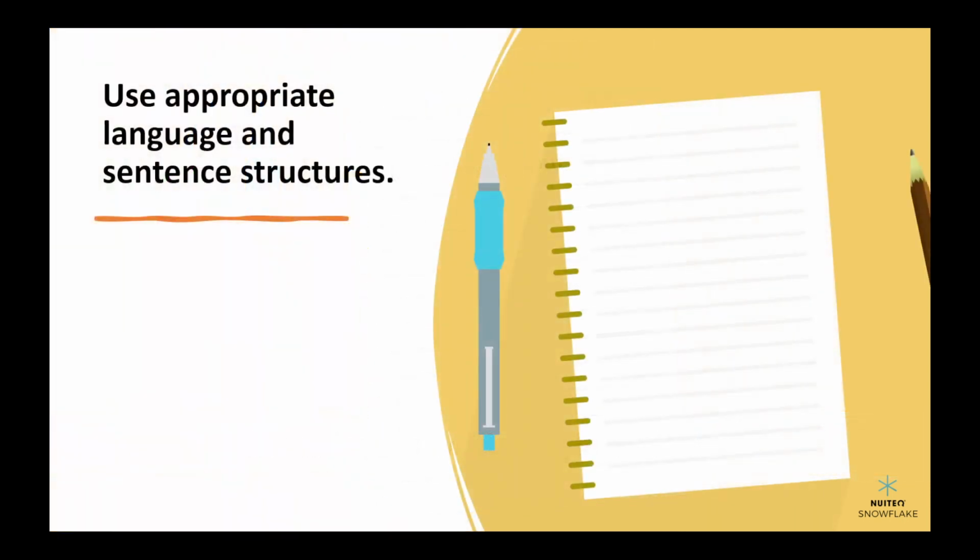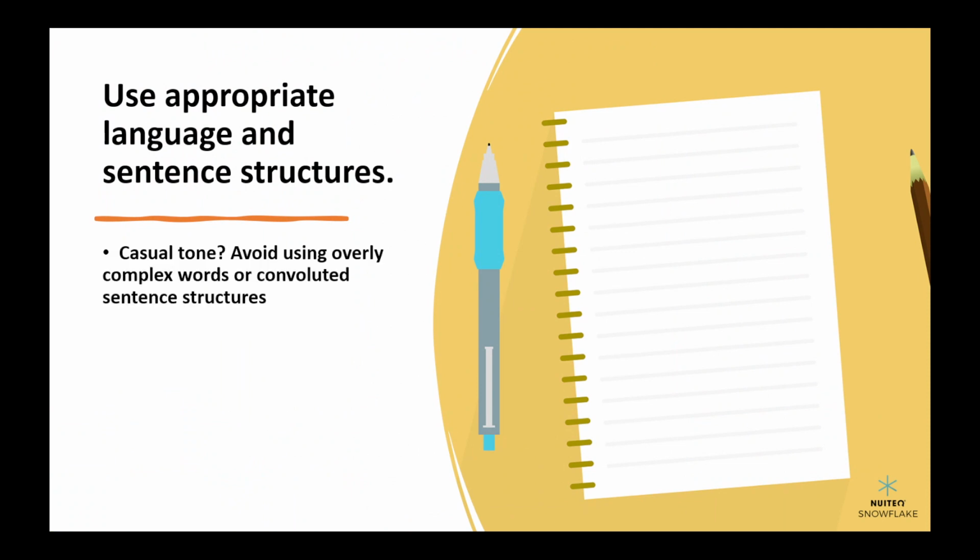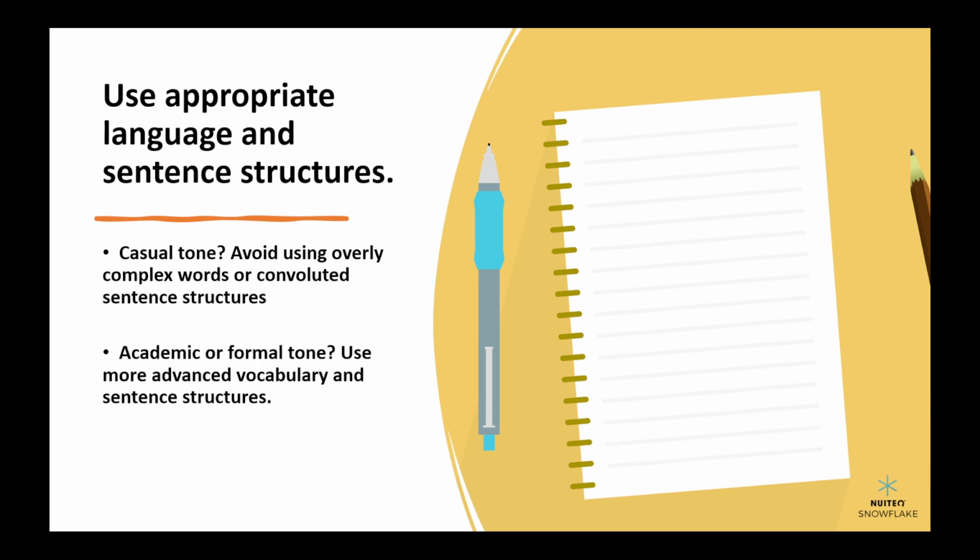Use appropriate language and sentence structures. Avoid using overly complex words or convoluted sentence structures if you are aiming for a more casual, conversational tone. Likewise, use more advanced vocabulary and sentence structures if you want a more academic or formal tone.